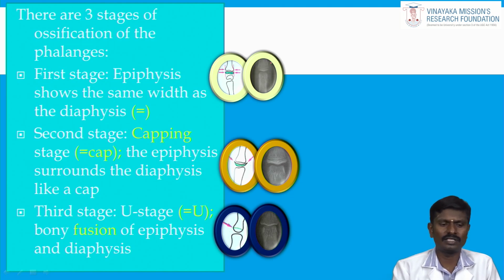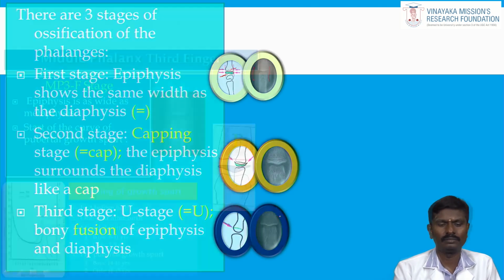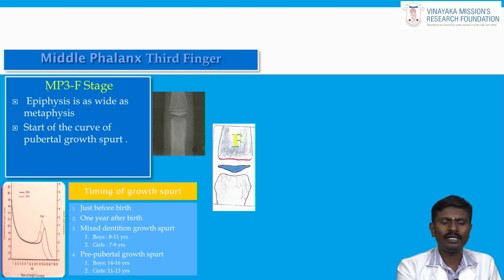So there are 3 stages. What are the 3 stages? The epiphysis is equal to the width of the diaphysis. This is the epiphysis, this is the diaphysis. If you see, it will be equal, or you can see capping, or you can see fusion. These 3 things you can see in the patient. MP3 is nothing but the middle phalanx of the third finger. According to Hagg and Taranger, he divided it into stages.